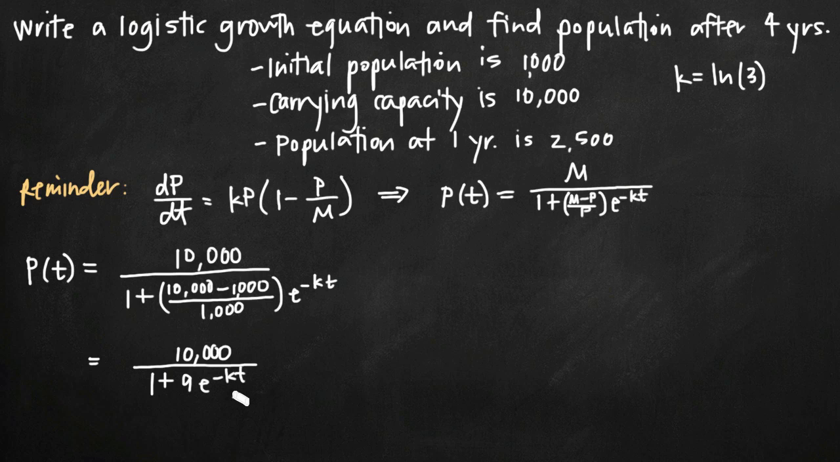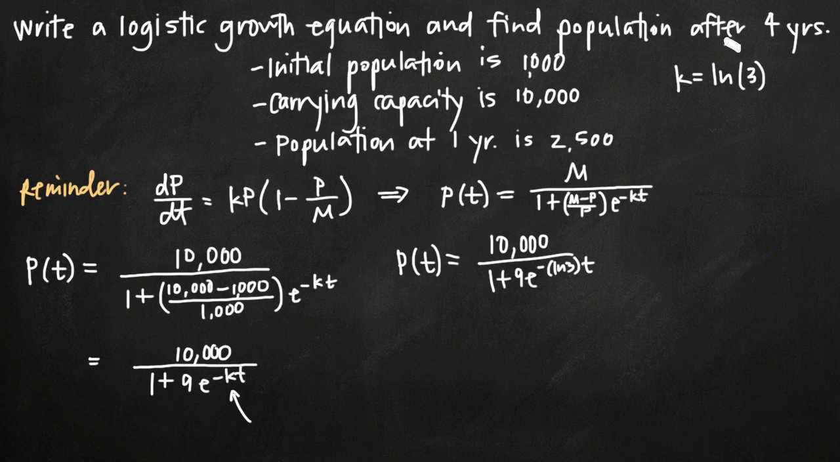Now, if we plug that back into our equation for P of t, we get an equation for P of t that's only in terms of t. So P of t is equal to 10,000 in the numerator divided by 1 plus 9e. Now here's where our k comes in. So we have negative natural log of 3 times t. And that'll be our final answer for P of t. That's our logistic growth equation.